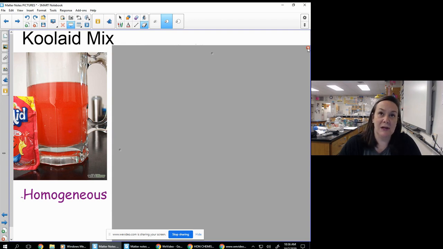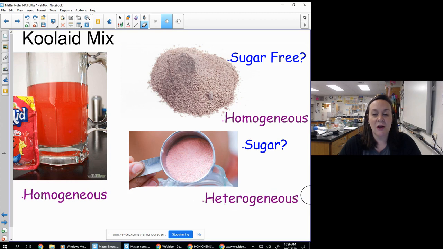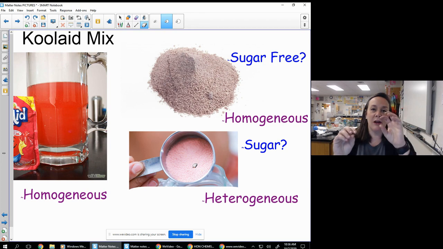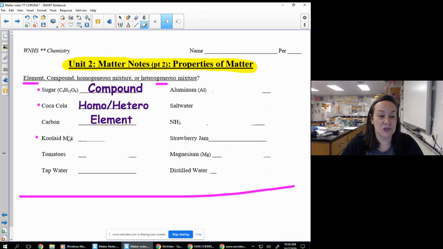But then some people said, well, you said Kool-Aid mix, so I saw powder. Did you see a sugar-free powder where there's no pieces and parts? Or did you see the sugar powder where you can see the crystals inside of it? If you said it's a sugar-free powder, that's a homogeneous mixture. If you saw the different things like the powder with the flavoring and the sugar crystals, if you could see the pieces and parts, that would be heterogeneous.